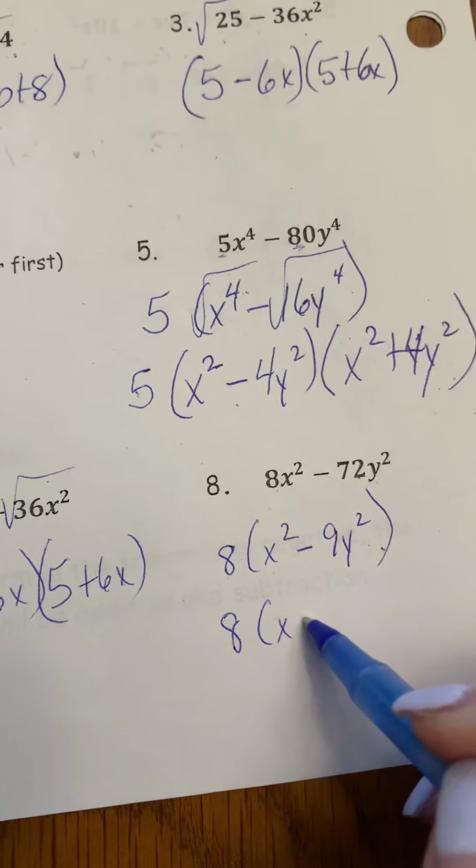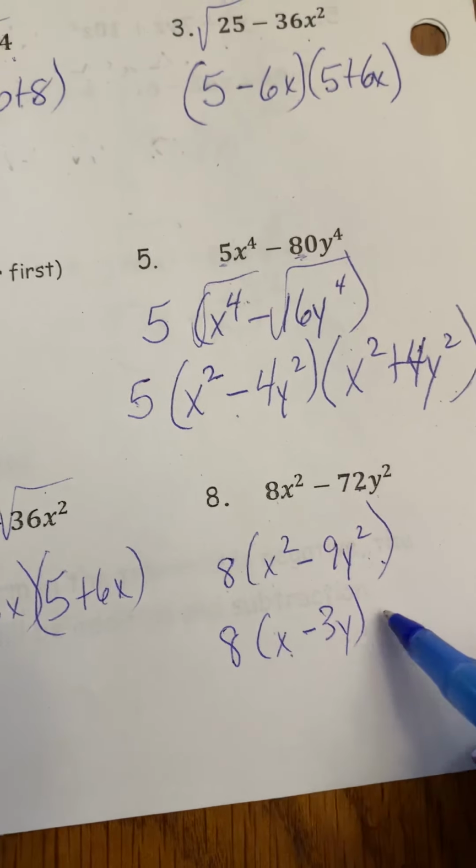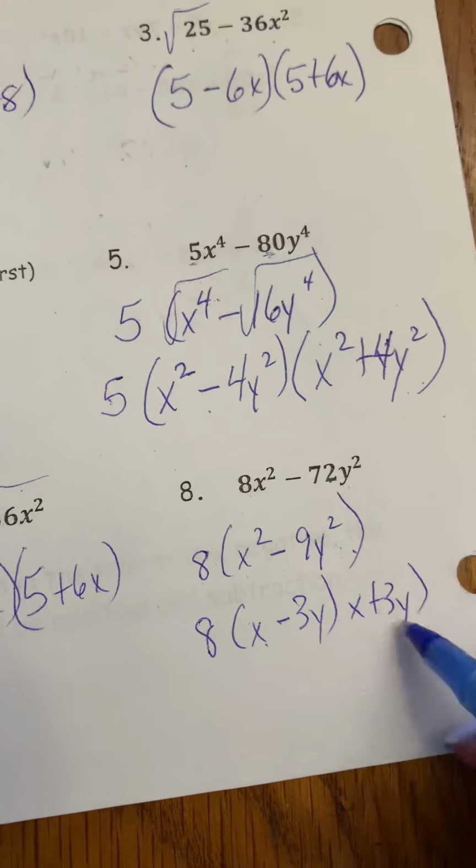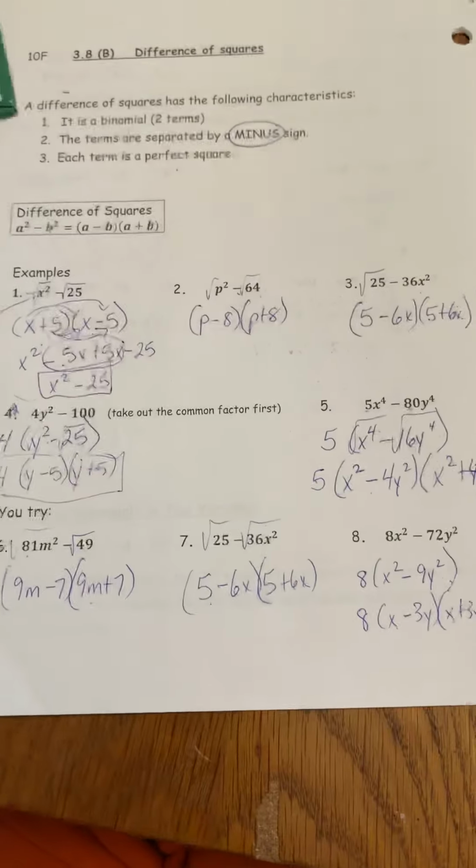Square root of x squared is x. Square root of 9y squared is 3y. I made this one negative, therefore I'll make the second one positive. Okay, I'm going to stop there.